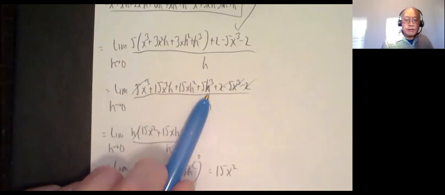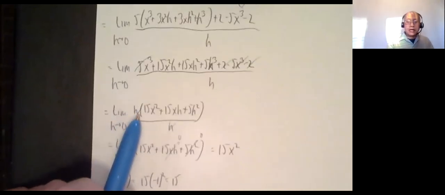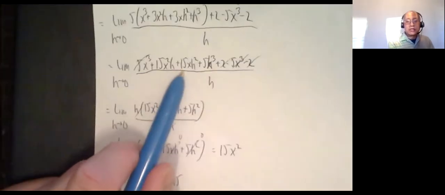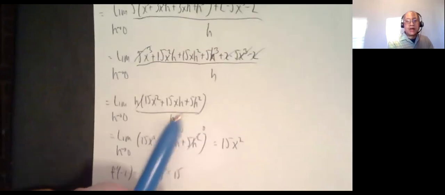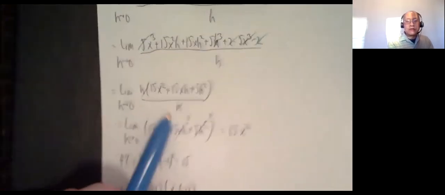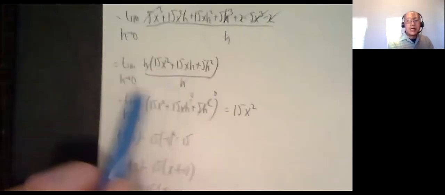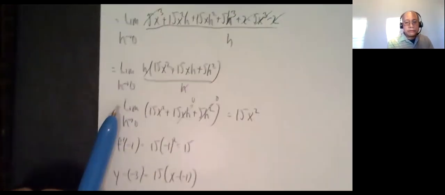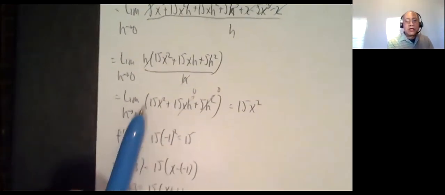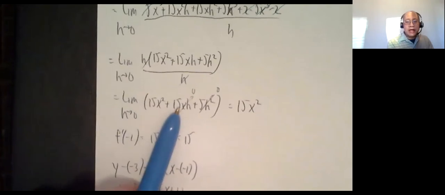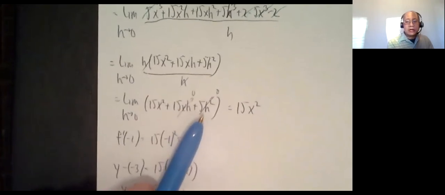What do they all have in common? H. Factor out an h: h times parentheses 15x squared plus 15xh plus 5h squared, all divided by h. The h cancels out. Limit h approaches 0, 15x squared plus 15xh plus 5h squared.